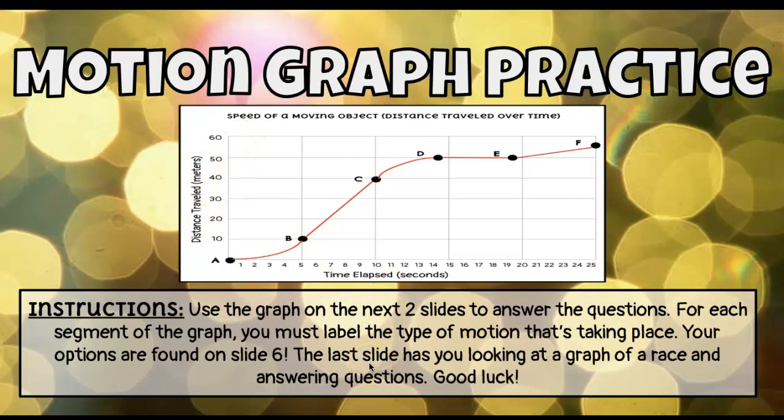It says use the graph on the next two slides to answer the questions beneath them. For each segment of the graph, you will then label the type of motion that's taking place. So is it accelerating? Is it constant speed? There's actually a word bank for you to drag and drop that's found on slide 6. After that, there's one more slide that shows you a graph of a race, and you just have to analyze that graph and answer the questions.